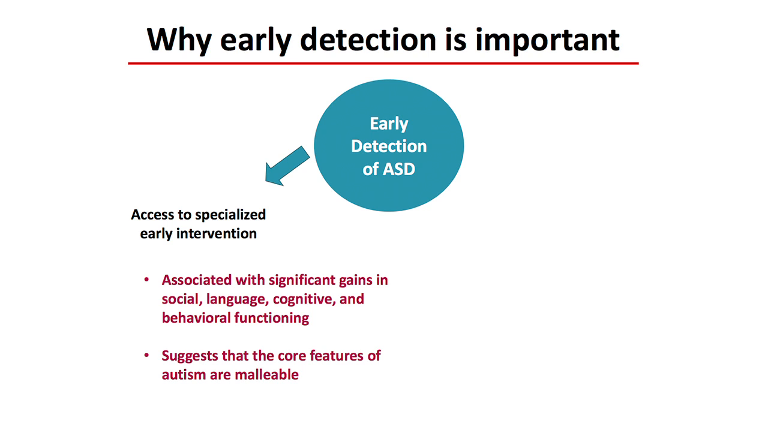Autism-specialized early intervention has been associated with significant gains in language, social interactions, behavior, and even cognitive skills. So it's really a remarkable thing, and it does suggest that these core deficits of autism are malleable, and they can be changed, especially at young ages when the brain is rapidly developing.